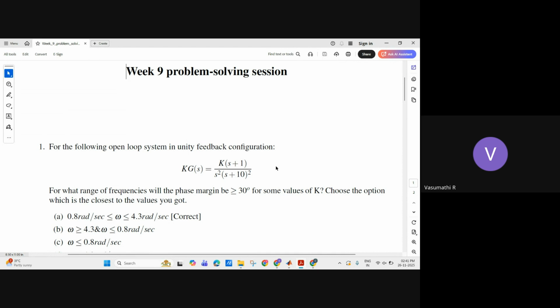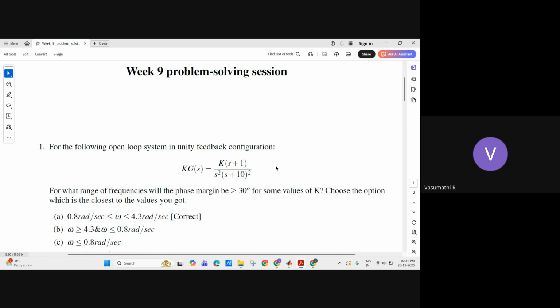So today we will be seeing some questions that can be solved using MATLAB: how you generally calculate phase margin, gain margin, frequencies, and how to design a compensator based on the Bode plot. That we will see today.